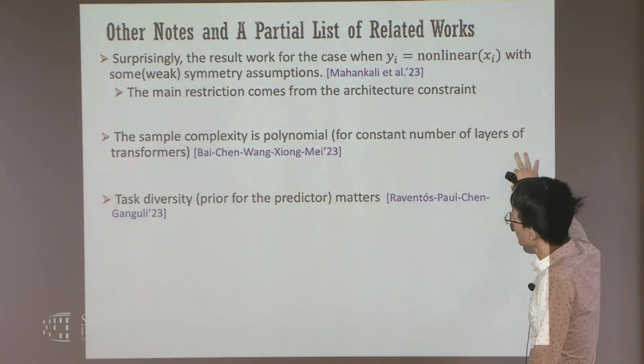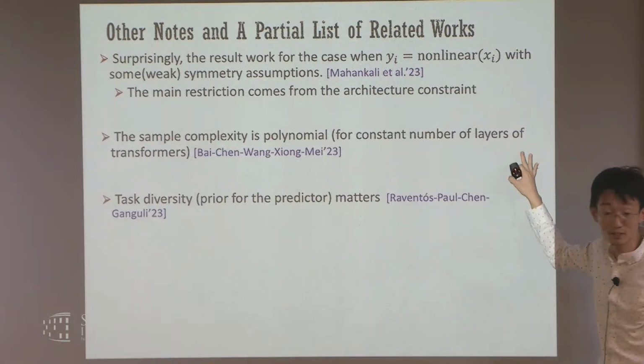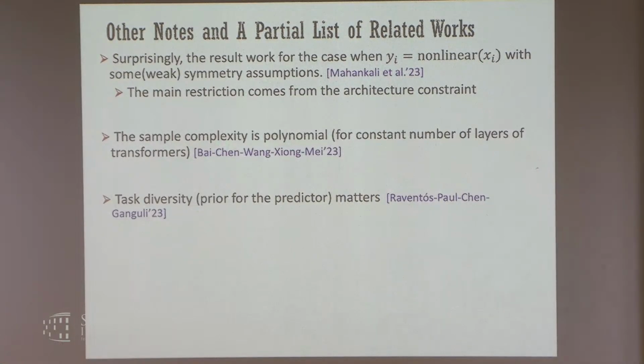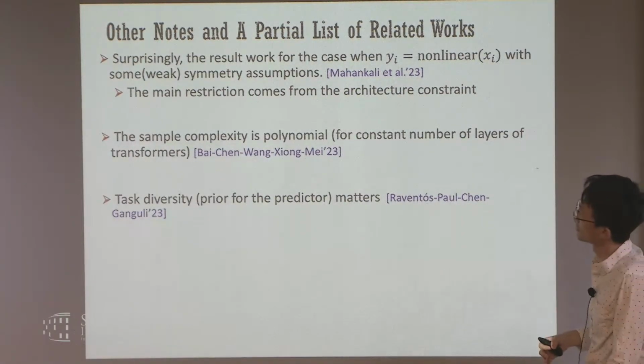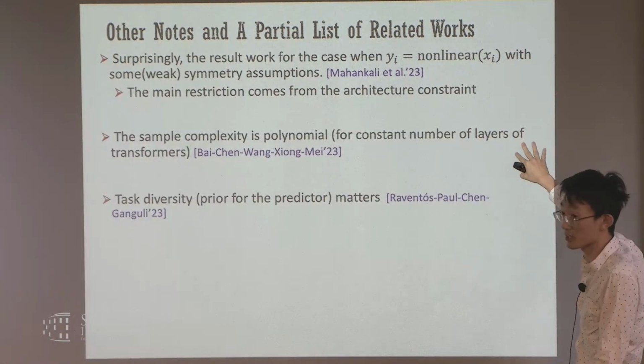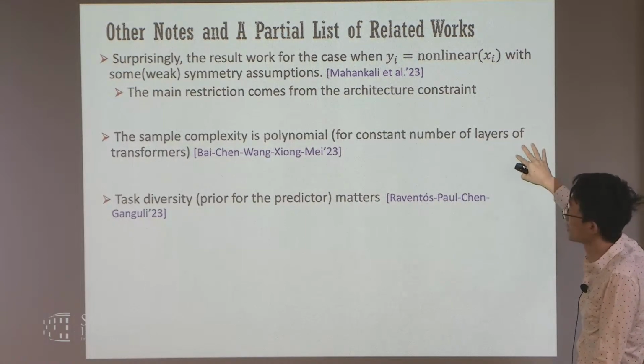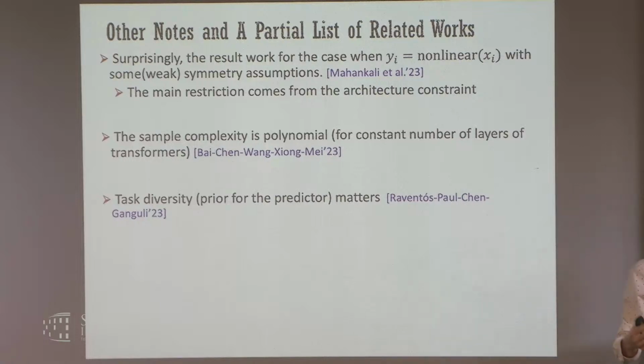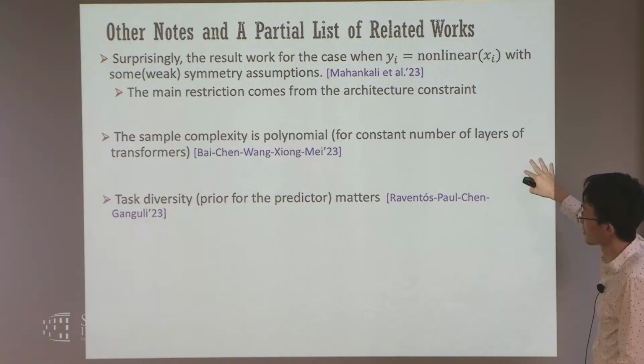So the sample complexity is polynomial for a constant number of layers of transformers. That's what we know. The results here work by proving that the transformers can express the Bayesian optimal algorithm, or stochastic gradient descent, whatever algorithm you want to learn, with a constant number of layers. Then you prove that the so-called outer complexity, the number of documents you need to learn these transformers, is polynomial in the number of parameters of the transformer. That's how you get a bound on the number of documents.